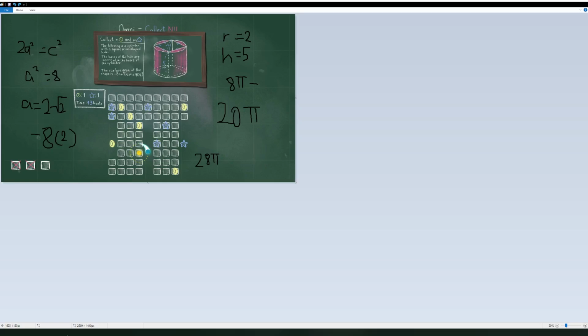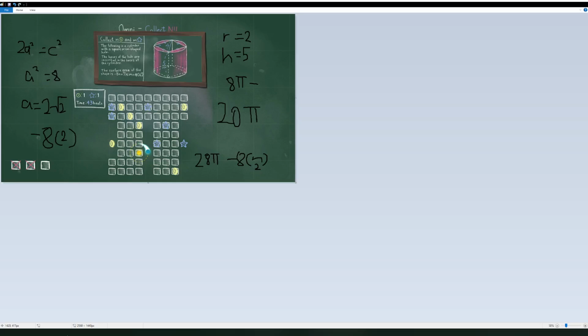My god. So minus 8 times 2. So n might be 2. Seven pi? Did I get something wrong? Well, yeah, 20 pi minus. Huh? I might be stupid. Okay, hold on. Let me figure this out.